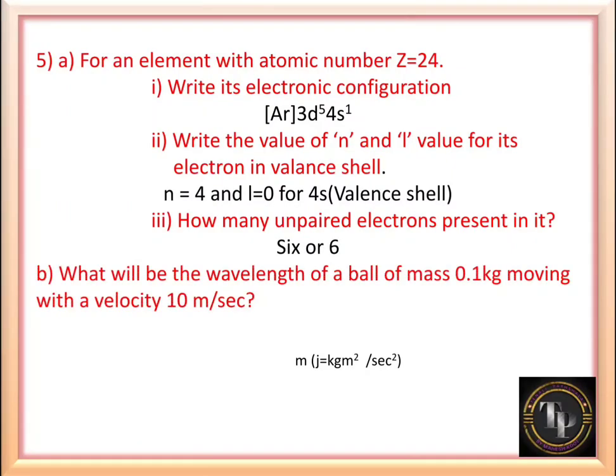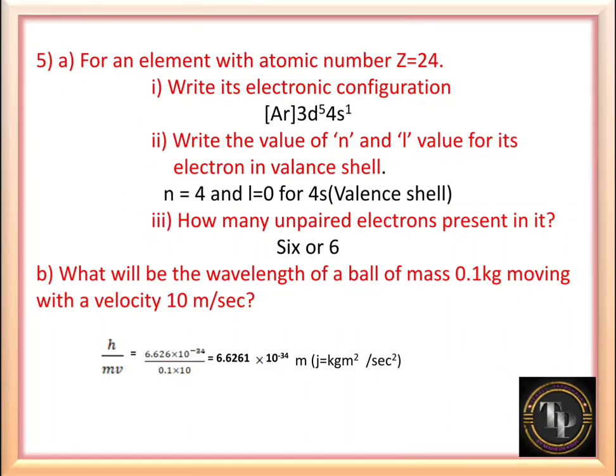What will be the wavelength of a ball of mass 0.1 kg moving with velocity 10 meter per second? This is an NCERT problem, guys. This is also asked so many times. You know already the formula, h by mv, we have to apply here. h value is known to us, 6.626 into 10 power minus 34 divided by 0.1 into 10, is equal to 6.626 into 10 power minus 34 meter, and joule is equal to kg meter square per second square.